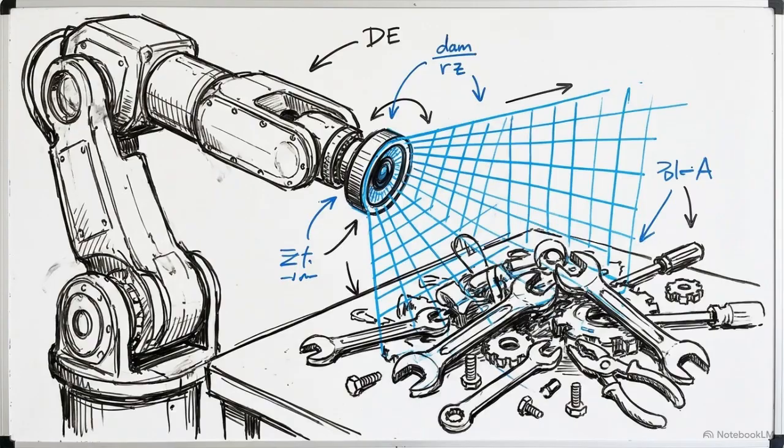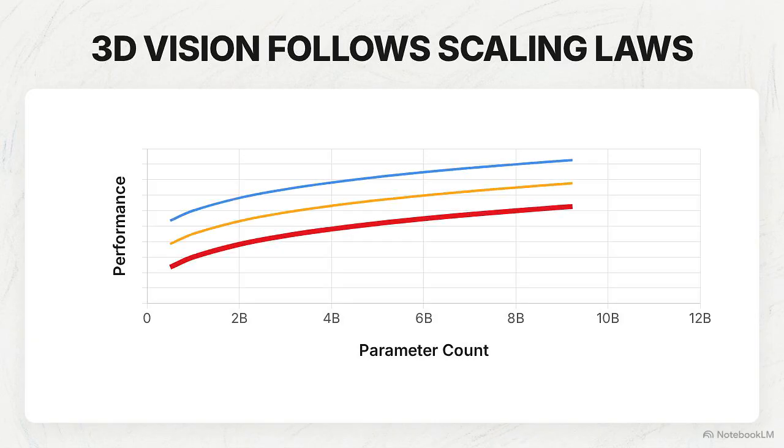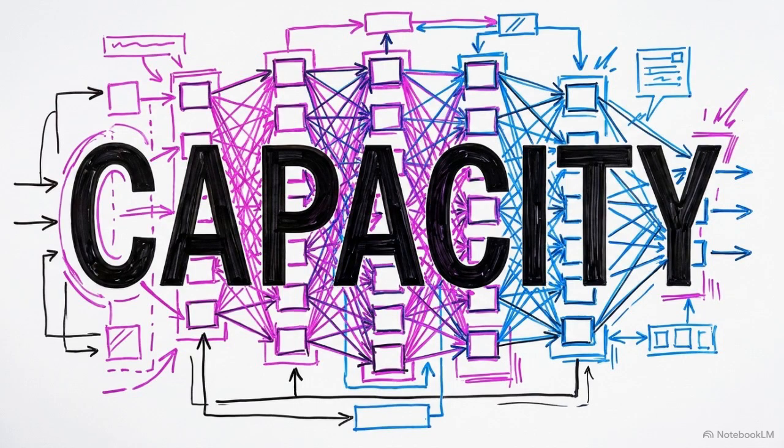The central thesis of the VGGT-Ω paper is that 3D reconstruction models exhibit the exact same predictable, power law scaling behaviors as text and 2D image models. To test that thesis, the researchers set out to build a 3D vision model with a massive 10 billion parameters.